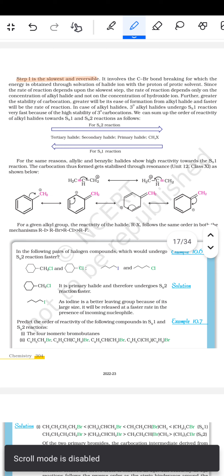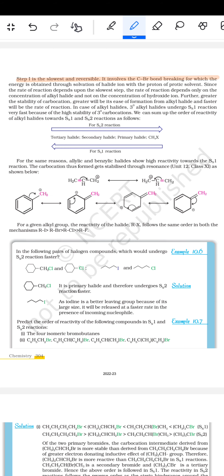Step 1 is the slowest and reversible. It involves the C-Br bond breaking, for which the energy is obtained through the solvation of the halide ion with the proton of the protic solvent. Since the rate of the reaction depends upon the slowest step, the rate of the reaction depends only on the concentration of the alkyl halide and not on the concentration of the hydroxide ion. Further, the greater the stability of the carbocation, the greater will be its ease of formation from the alkyl halide and the faster will be the rate of the reaction.